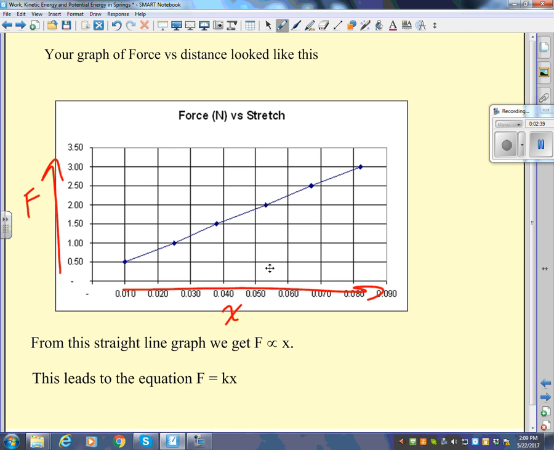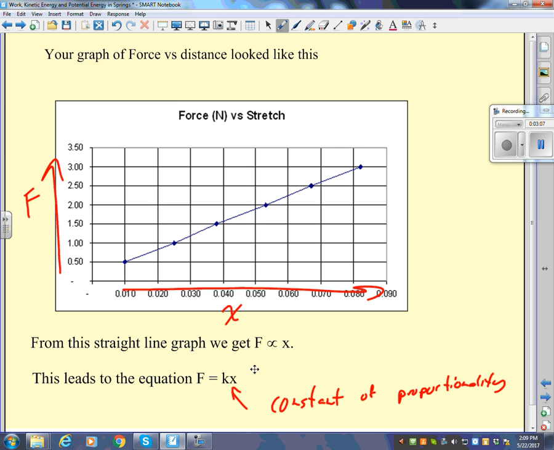And this leads us to the equation F equals kx. You might remember me talking about how you turn a proportionality statement into an equation by inserting the k, which is the constant of proportionality. Now, most springs that you're familiar with, some are very strong, some are very weak.